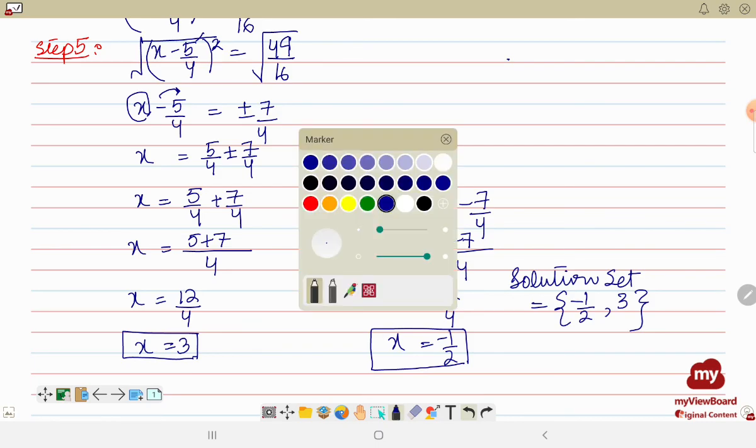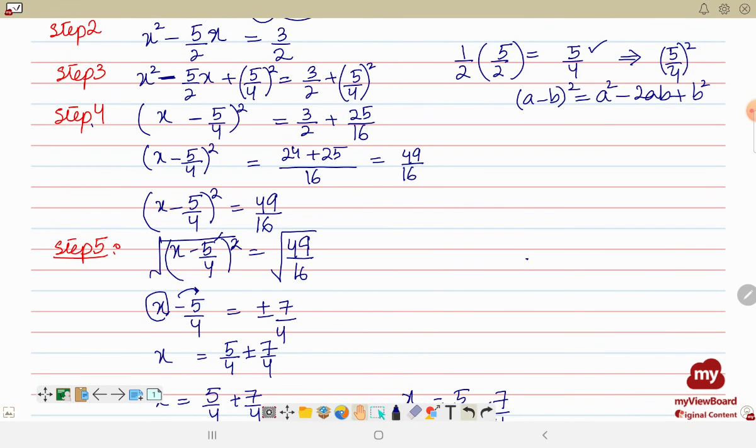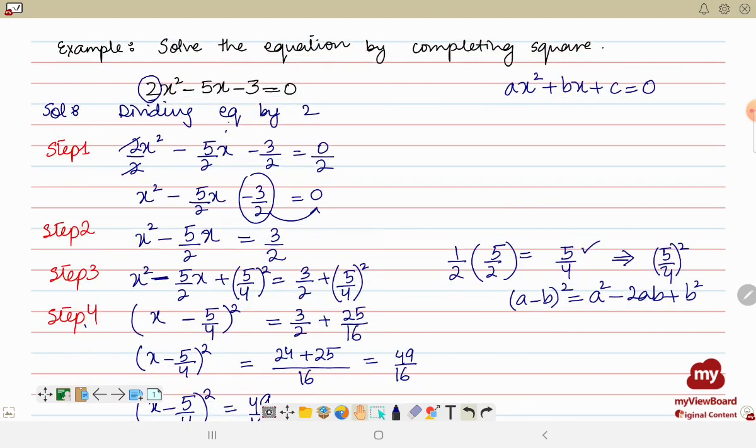Hope you understand the sum. So these are all the steps of working of the completing square method.